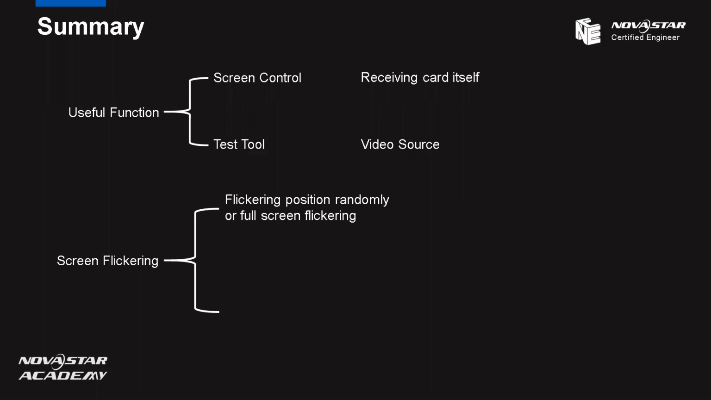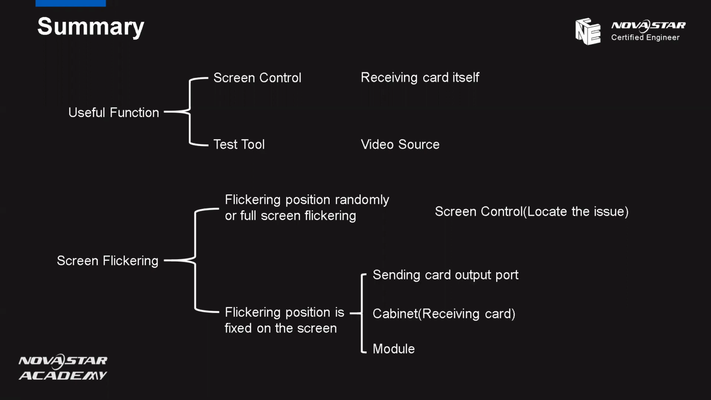For the screen flicker issue, we have two different types: fixed position or randomly happening. For the randomly happening flicker, we need to use the screen control to send the test pattern and then follow the troubleshooting process to locate the issue. If the flicker issue happens in a fixed position, we also have three different types: sending card output port level, cabinet level, or module level. And we need to look at the troubleshooting table and the troubleshooting process, doing the troubleshooting step by step to work out a solution for the flicker issue.